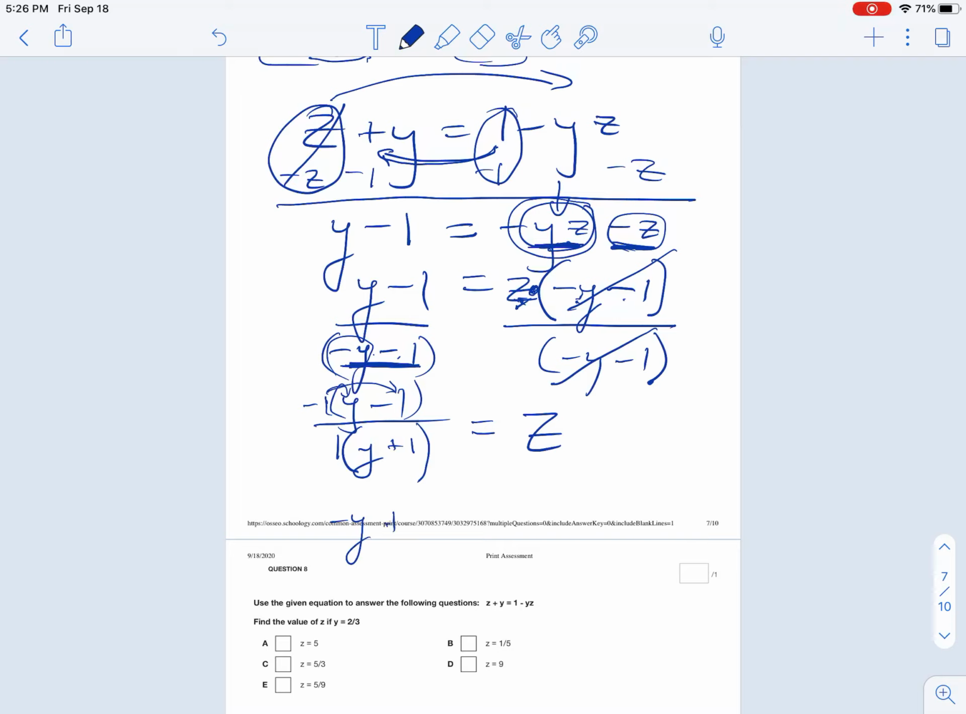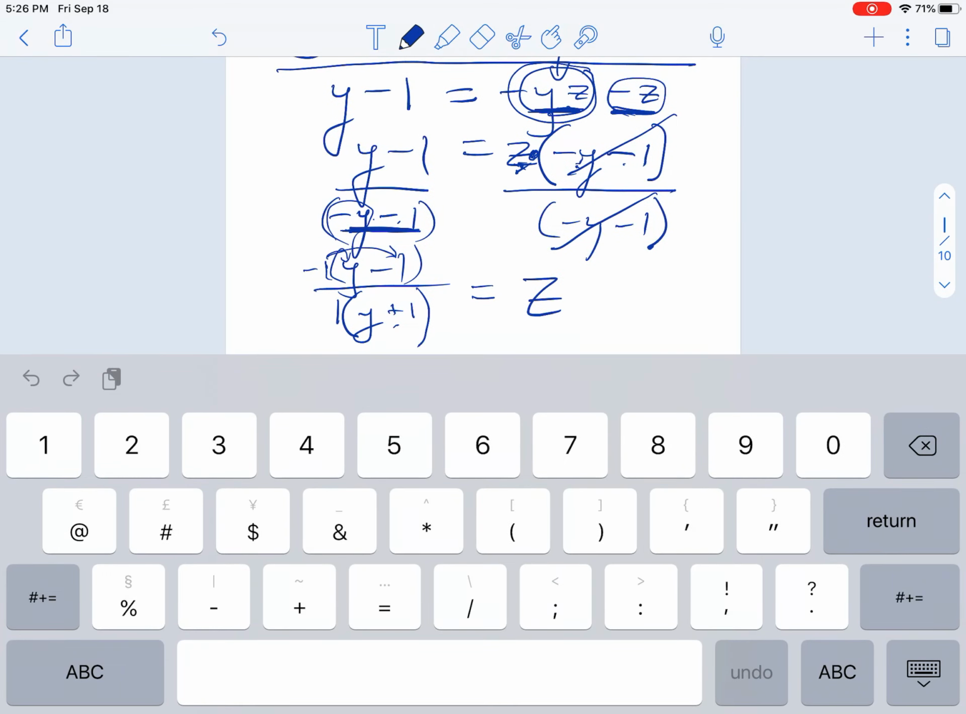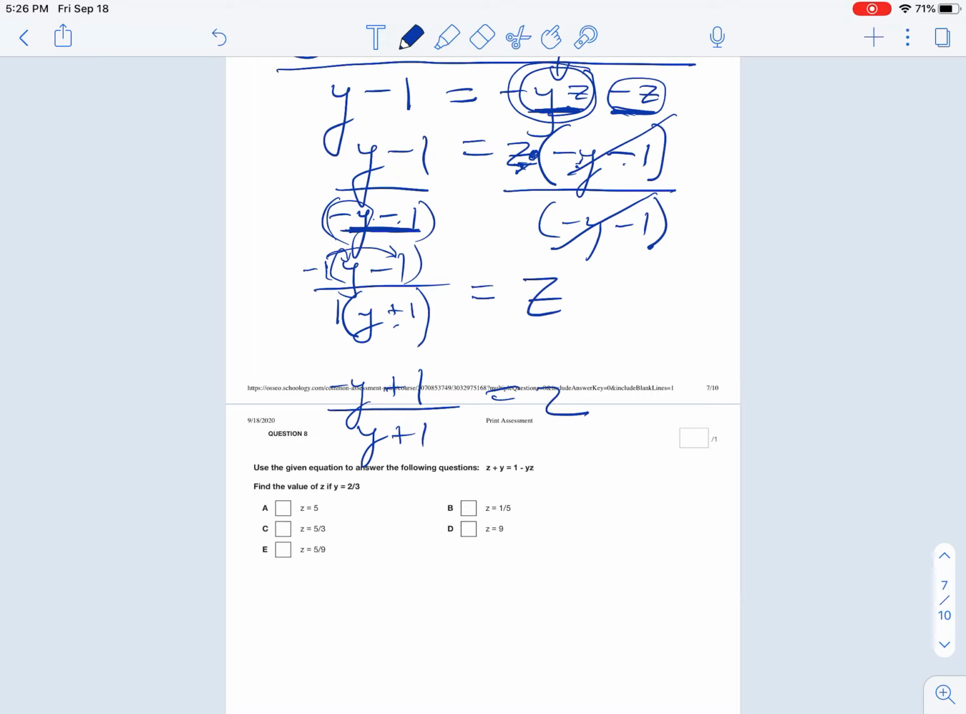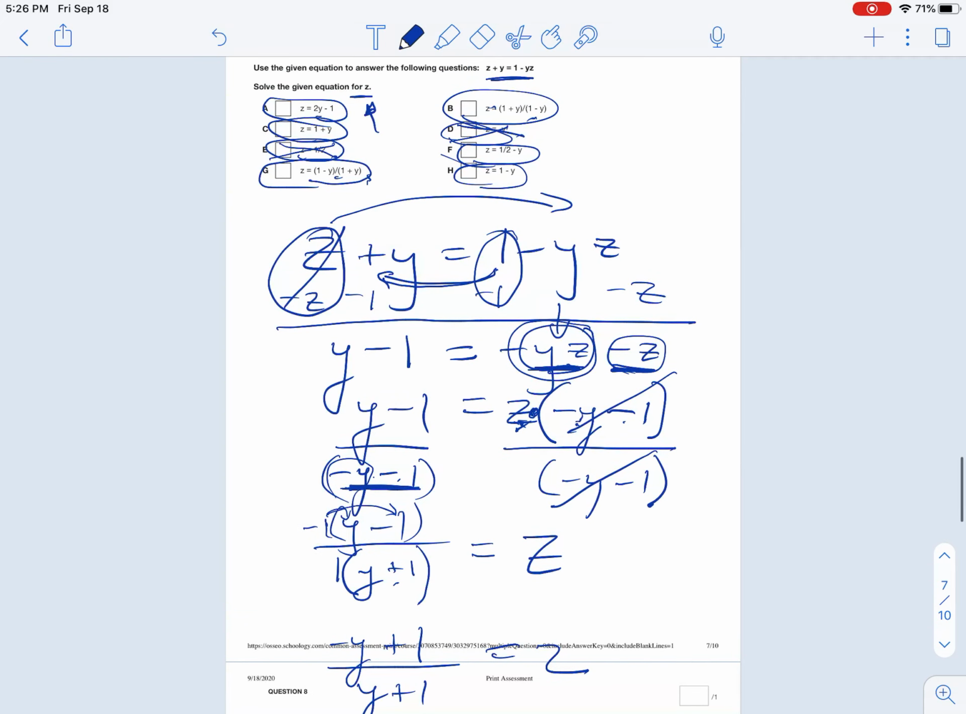And so I have -y plus 1 all over 1 times this 1 plus y, y plus 1, sorry, and that equals z. And so then finally you go, okay, typically we don't write it -y plus 1. We write it as 1 minus y over 1 plus y equals z. And if you look up here, that is the answer right here in G.